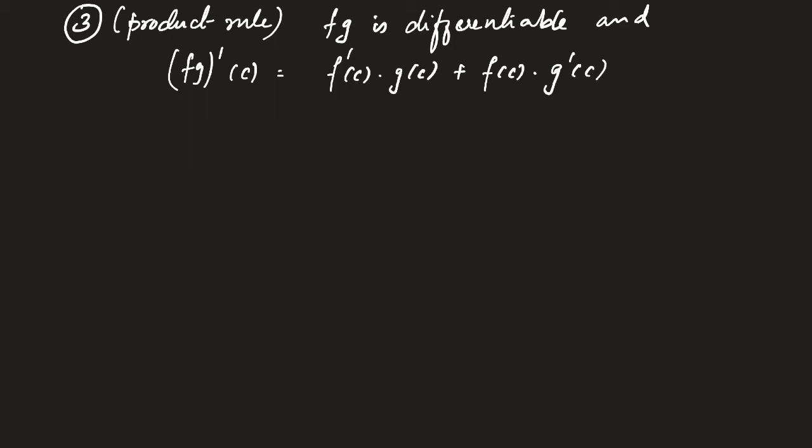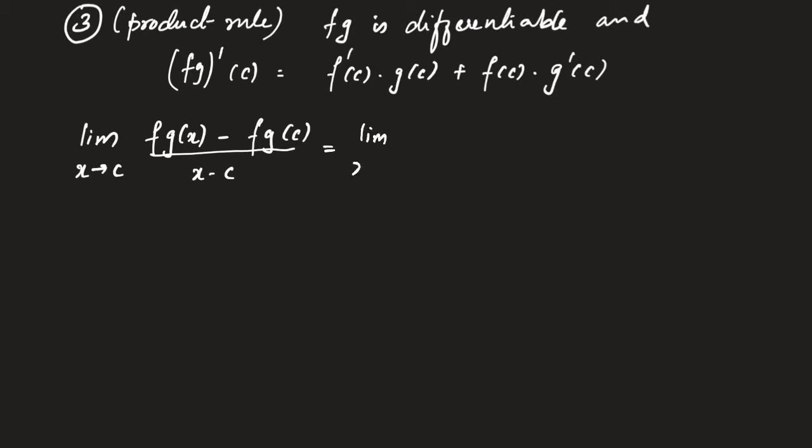How do we prove this? We are looking at the limit x tends to C of fg of x minus fg of C divided by x minus C. Now we know that fg of x is nothing but f of x into g of x. And you have seen this trick many times. What I do is I will subtract f of c into g of x and add f of c into g of x to this. So I get something of this form.